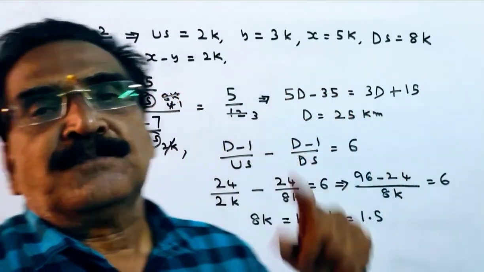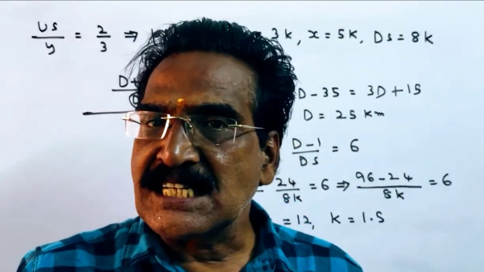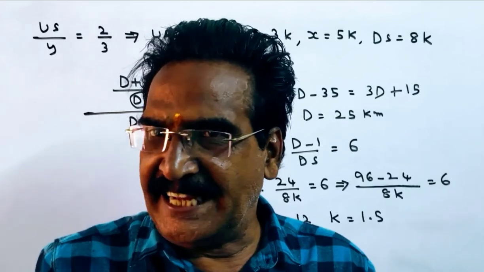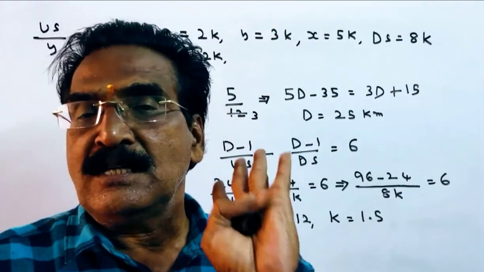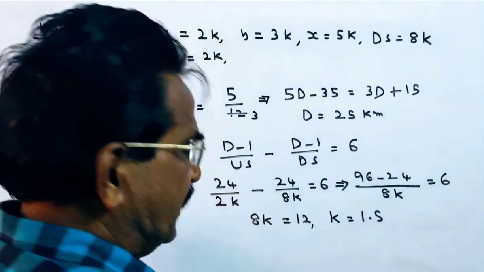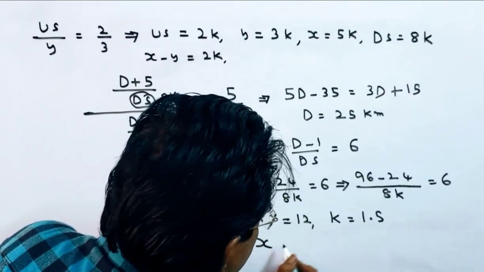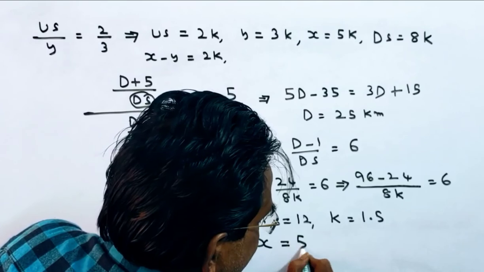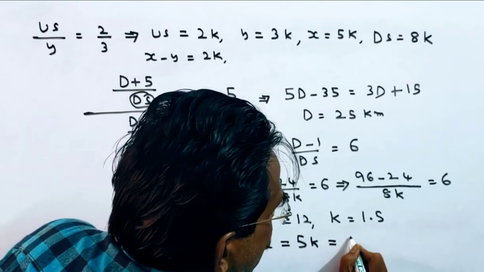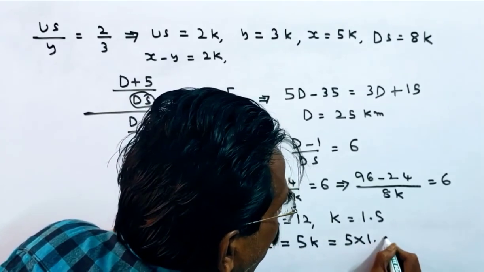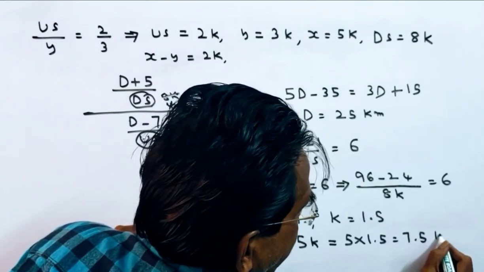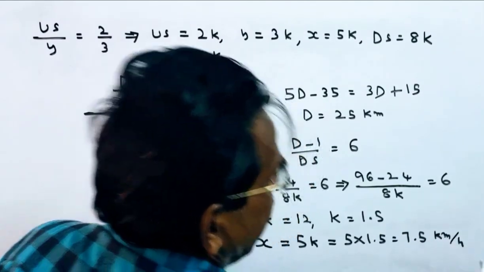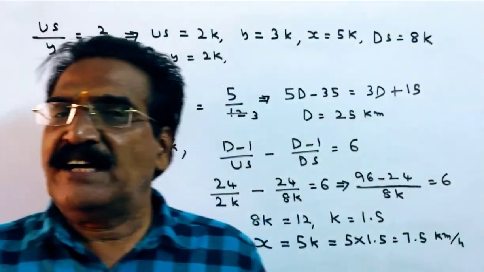Friends, we want the speed of the boat in still water, that is we want x. x is equal to 5k. 5 into 1.5 is 7.5 kmph, friends. So the speed of the boat in still water is 7.5 kmph. Okay friends, thank you. Have a nice day.